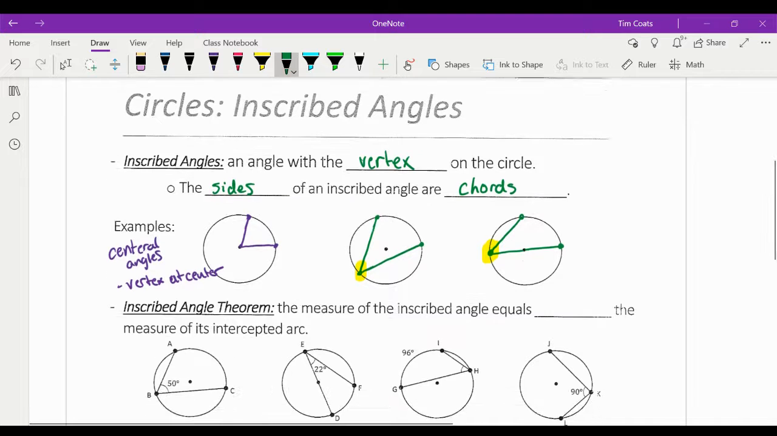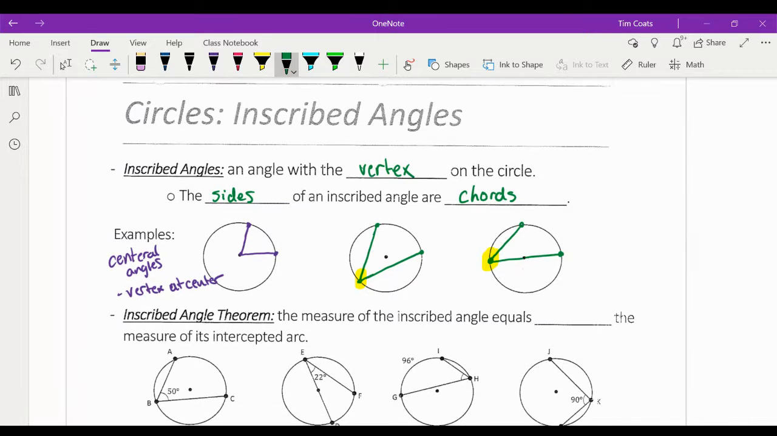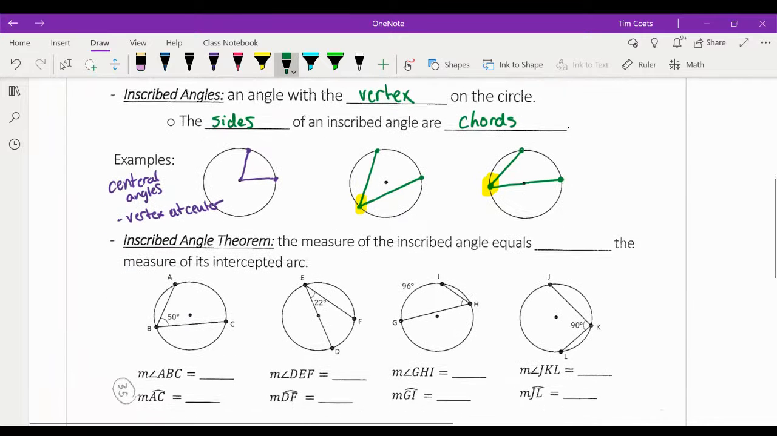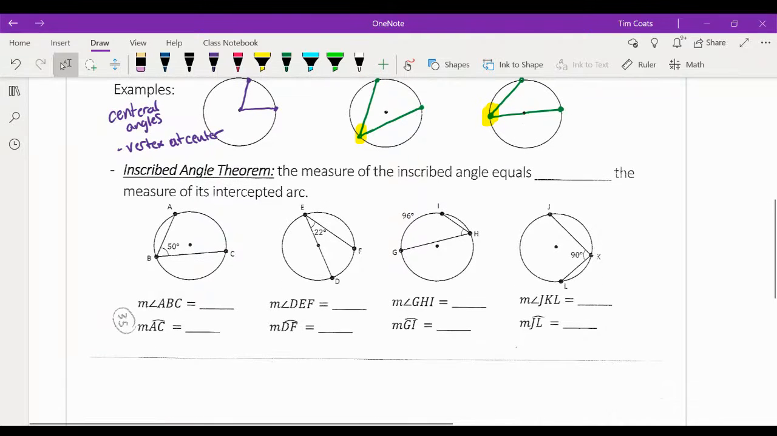So now we know what an inscribed angle is, but how do I find the measure of either the inscribed angle or its intercepted arc? Let's take a second. What does that word intercepted arc mean? If we look at this one here, we have this angle of 50 degrees, and it's an inscribed angle because both sides are chords. They go from one side of the circle to the other. And in this case, we know what that angle is. It's given to us. So we know that ABC is 50 degrees.